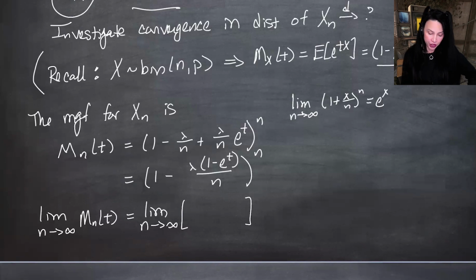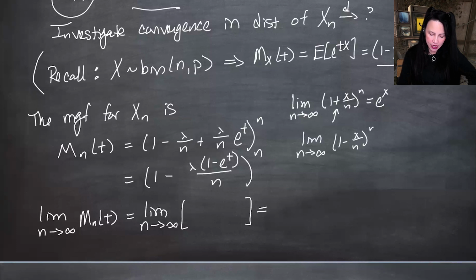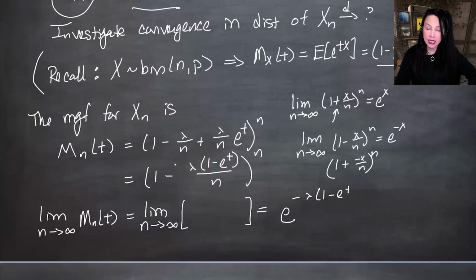Going back to our moment generating function, if you're looking at the limit as n goes to infinity of (1 minus x over n) to the n, you, of course, can think of this as (1 plus negative x over n) to the n, and that limit is going to be e to the minus x, and that's kind of more what we have going on here because of this negative. But this limit is e to the negative lambda times (1 minus e to the t).